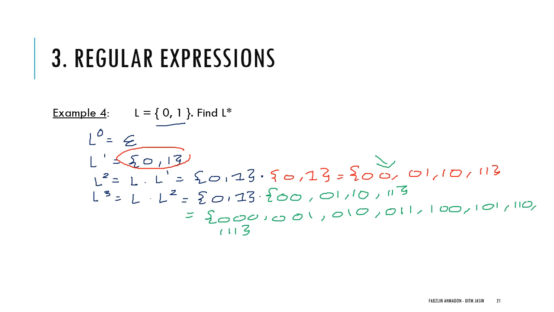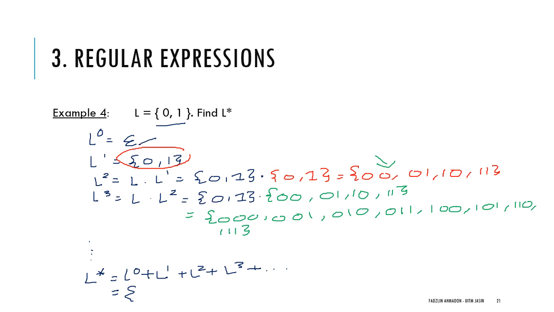You can continue L to the power of 4, 5, 6, and so on. But I'm going to jump directly to L star, which is the result of the union operation of all of these L's. So L to the power of 0, union with L to the power of 1, union with L to the power of 2, 3, and so on, which means we're going to need to list down all of these elements that we have extracted on the previous step.